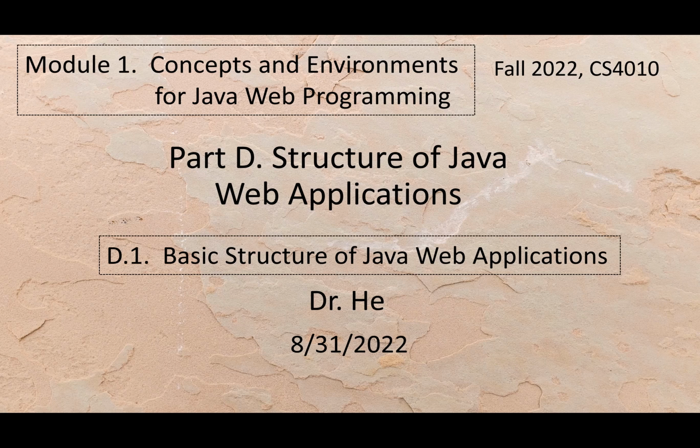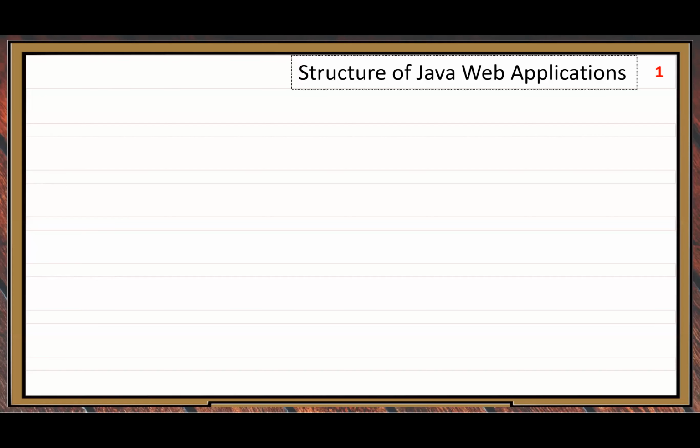D.1, the first topic, basic structure of Java web applications. First, let me show you a diagram displaying the big picture of a typical Java web application. This structure is based on the Java EE specification, EE meaning Enterprise Edition. So we're learning Java EE technology. Java EE is a big technology.